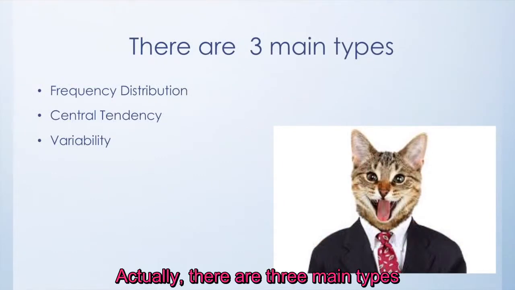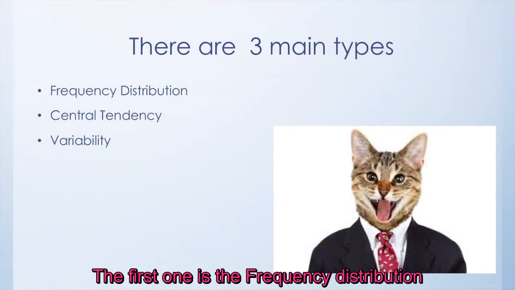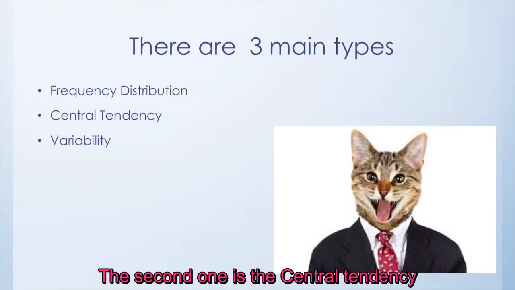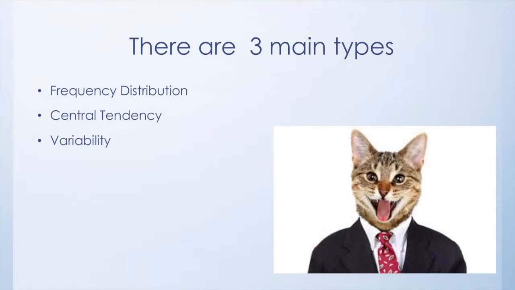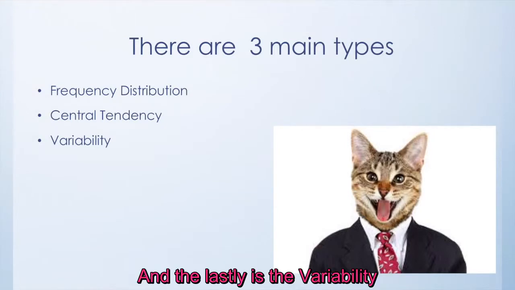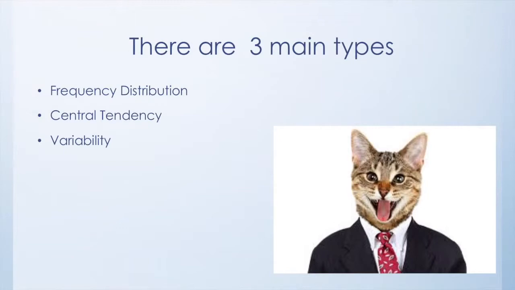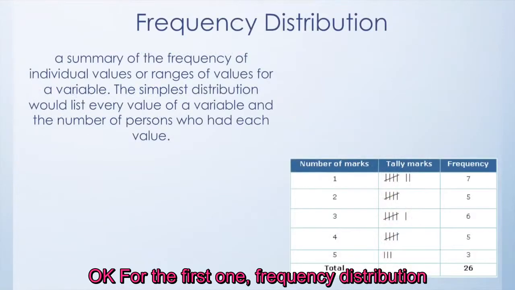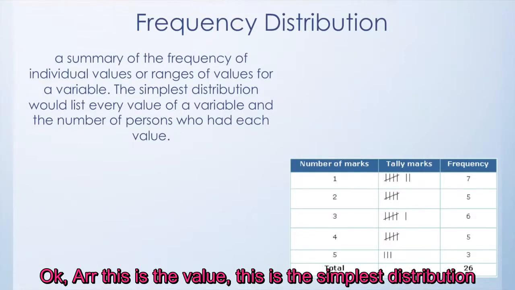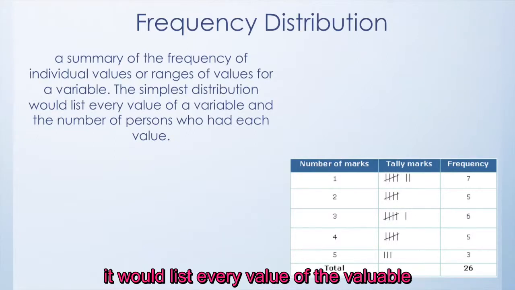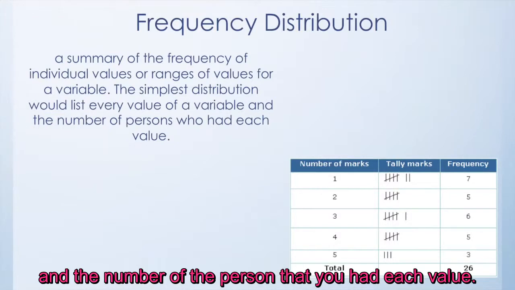Actually, there are three main types. The first one is the frequency distribution. The second one is the central tendency. And the last one is the variability. For the first one, frequency distribution, this is the simplest distribution. It lists every value of the variable and the number of persons who have each value.